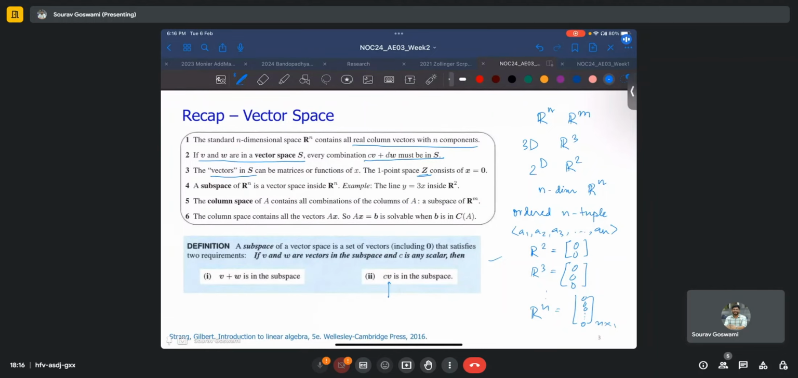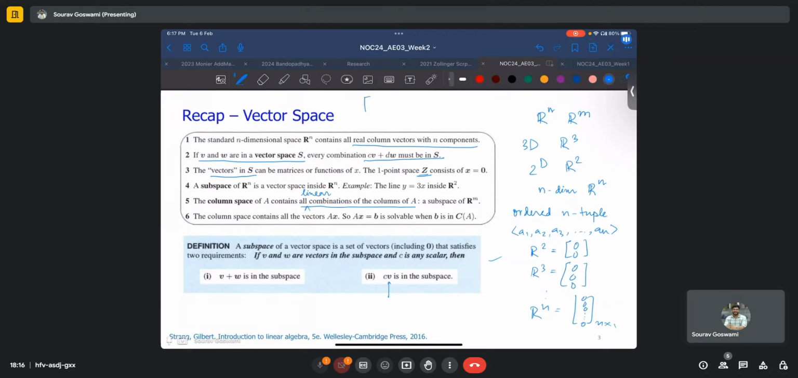Again, a subspace of Rn is a vector space inside Rn. The column space of A contains all combinations of the columns of A. So we had another query last week where the ideas of null space, column space, row space maybe were not so clear. We'll try to go over it again this week. But fundamentally, from the definition point of view, the column space simply consists of all the combinations of the columns of A. When it says combinations, of course, it means linear combinations.